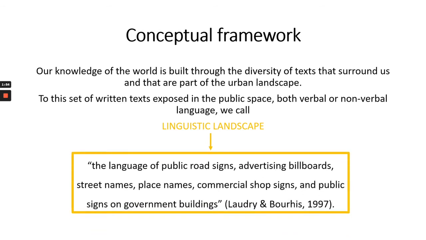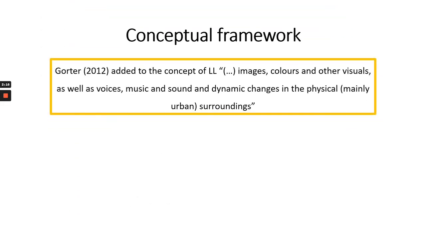The first known definition of the concept was released in 1997 by the authors Landry and Bourhis, for whom the linguistic landscape was the language of public road signs, advertising billboards, street names, place names, commercial shop signs, and public signs on government buildings. A few years later, this author added to the concept images, colors, and other visuals, as well as voices, music, and sound, and dynamic changes in the physical surroundings.